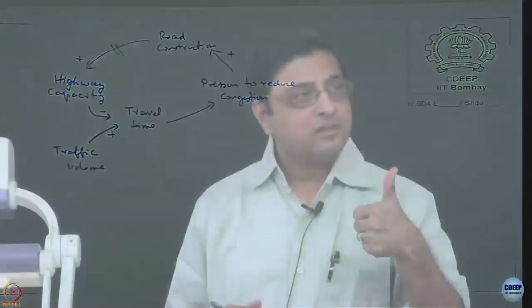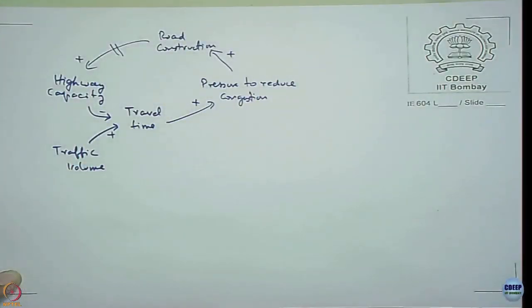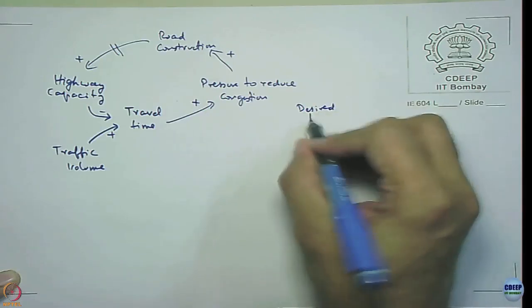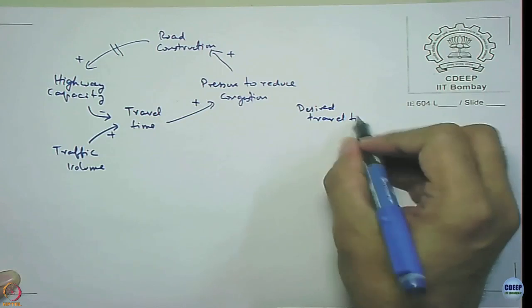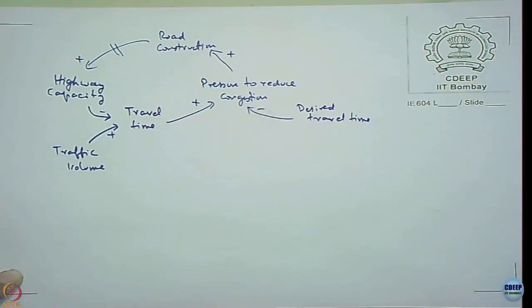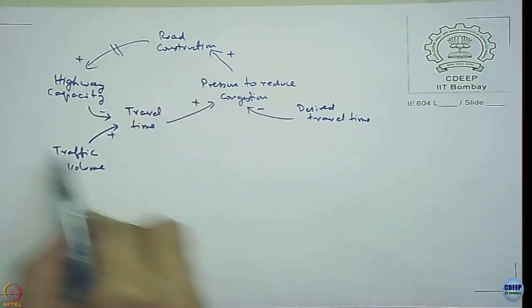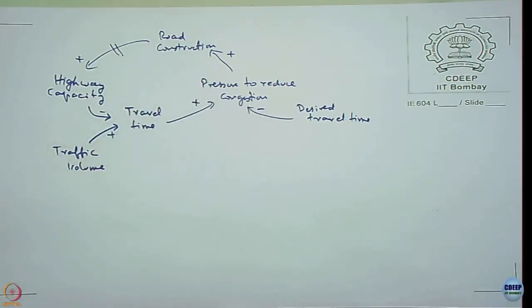Now, as travel time increases, the pressure to reduce congestion also needs to increase, but that increase is relative to what we can call the desired travel time. If you look at this loop, it is a negative feedback loop for road construction. As travel time is more, there is pressure to reduce congestion. As pressure increases, road construction activities increase. As road construction increases, after some delay, the capacity increases. And as capacity increases, the travel time falls. So, that is a negative feedback that is happening.